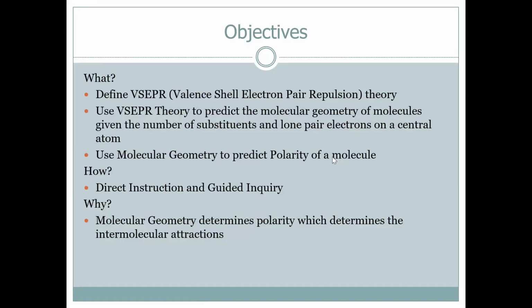So objectives for this lesson, lesson 5, is to define what VSEPR is, valence shell electron pair repulsion, and how that plays a role here. To use VSEPR theory to predict the molecular geometry of molecules, given their formula, their number of substituents, how many lone pairs, essentially being able to draw a Lewis dot structure for a covalently bonded molecule, and then to use molecular geometry to predict the polarity of that molecule.